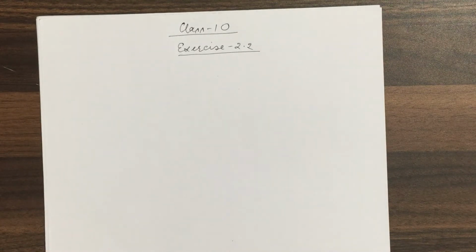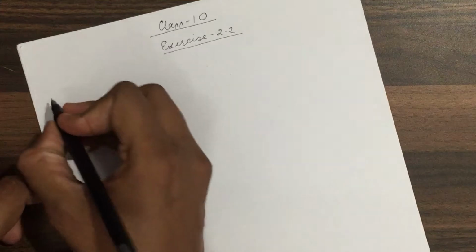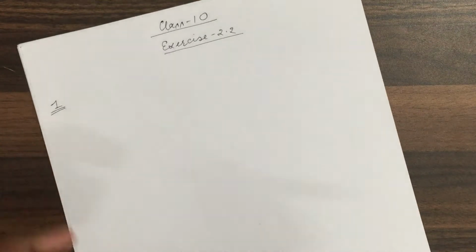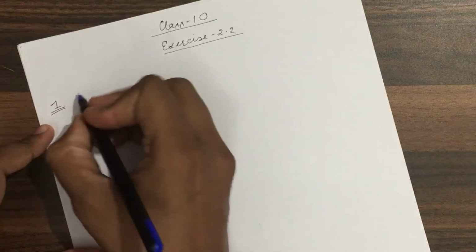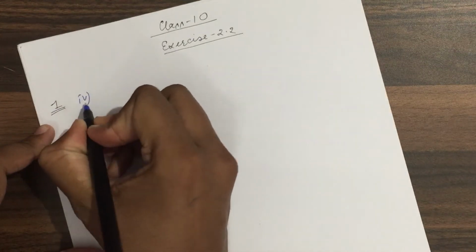So we will discuss solutions to exercise 2.2. There comes question number 1. In question number 1 there are 6 parts, and you have to find the zeros and then the relationship between zeros and coefficients. I am going to do the fourth part of question number 1.